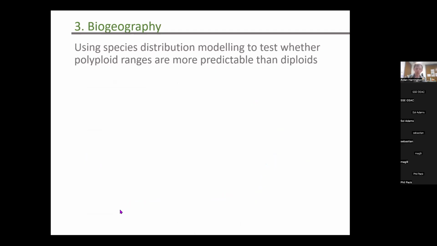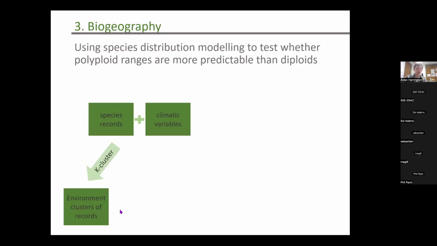So we use species distribution modeling to test whether polyploid ranges are in fact more predictable than diploids. The way we did that is by taking species records and climatic variables, clustering them using k-means clustering, building species distribution models using Maxent, which is a common SDM algorithm, with only those clusters, and then testing those models on the full range of the species in question.